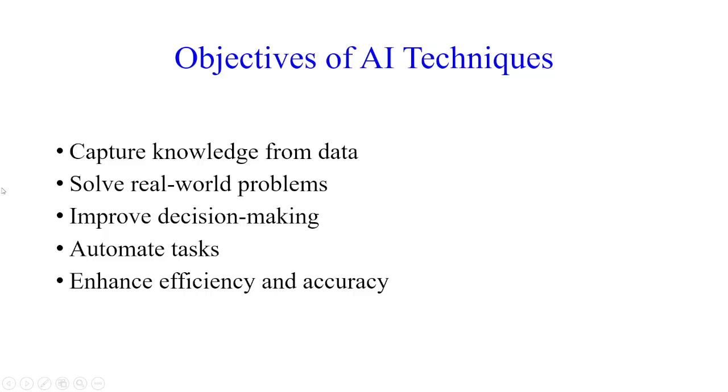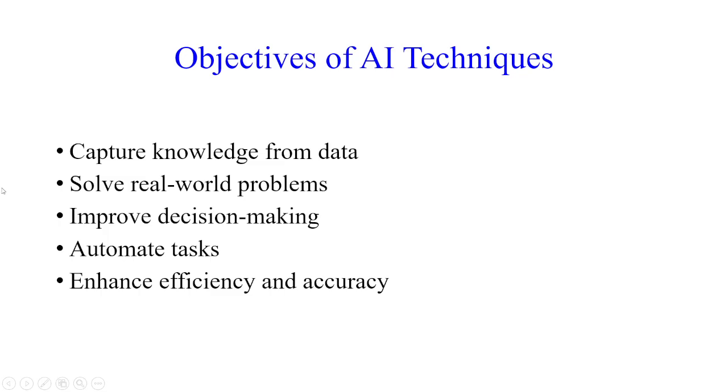So the objectives of AI techniques are to capture the knowledge from data, solve real world problems, improve decision making, automate tasks, and enhance efficiency and accuracy. So, first, what is capturing the knowledge from data? AI systems learn from experience. Just like a child observing the environment or the world, AI systems learn from whatever they observe.